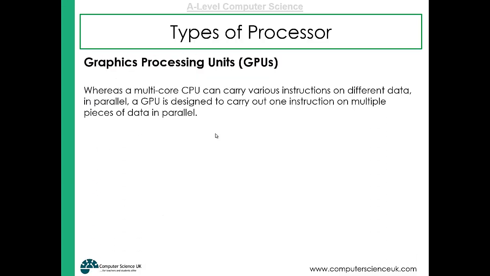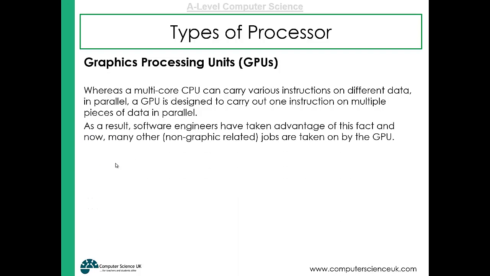So whereas a multi-core CPU can carry out various instructions on different data in parallel, a GPU is designed to carry out one instruction on multiple pieces of data in parallel. So think about that again. CPUs can carry out lots of different instructions on different data in parallel, whereas a GPU can carry out one instruction on hundreds of bits of data all at the same time.